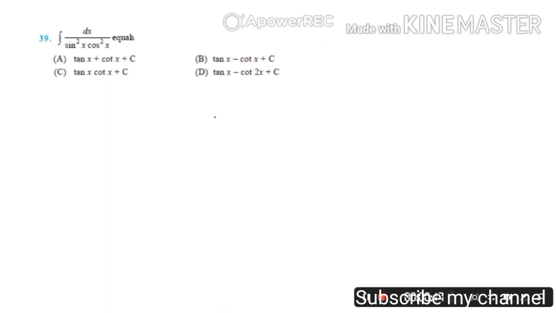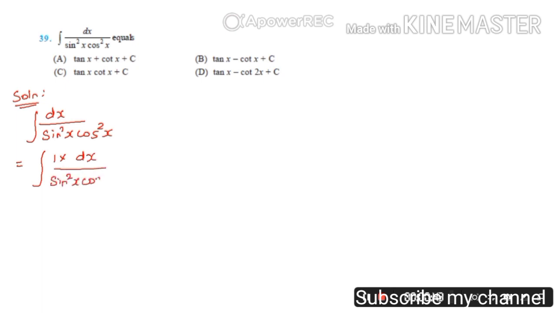Next, moving towards sum number 39. This is also a choose the best answer. We have to choose which is the correct option. So the question is integral dx divided by sin square x cos square x. I can write this as 1 into dx divided by sin square x cos square x.